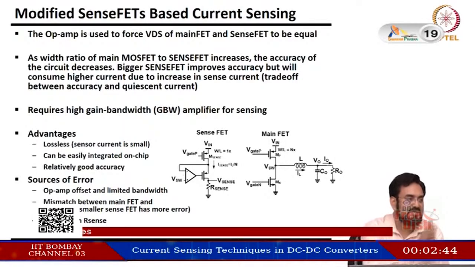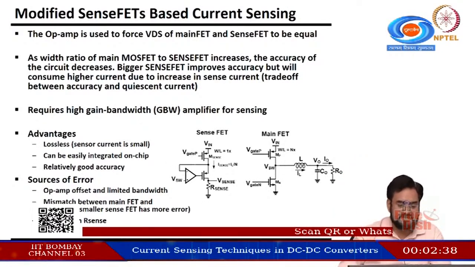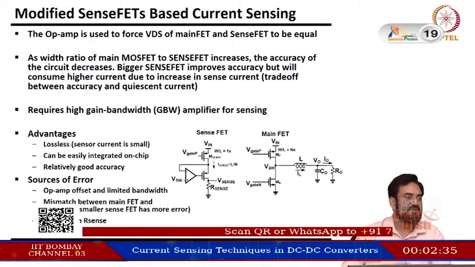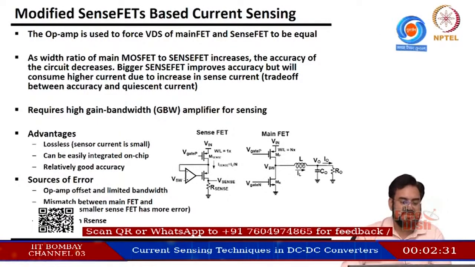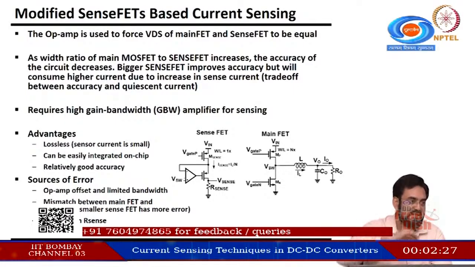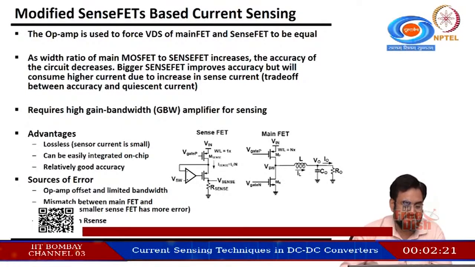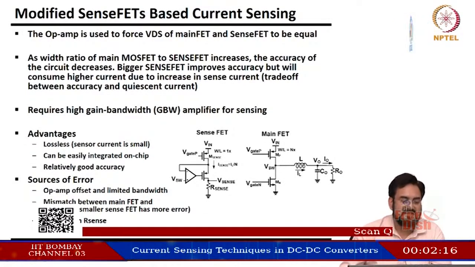Now, assume what will happen if the duty cycle goes to 10%, your current will rise much faster. So now this guy has to track this voltage much faster. So the bandwidth of this should be based on the maximum slope of the current. Another source of error could be here, obviously the offset, and if you have limited bandwidth, what will happen? It will not track, so that will again give you error.